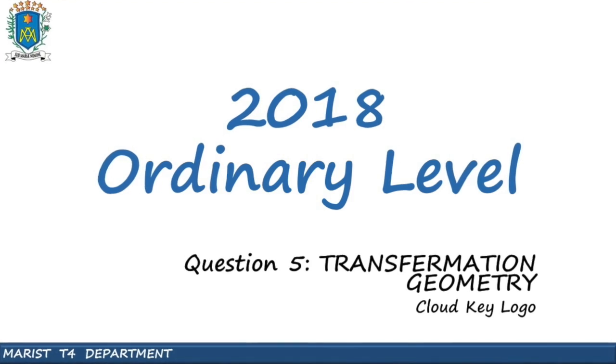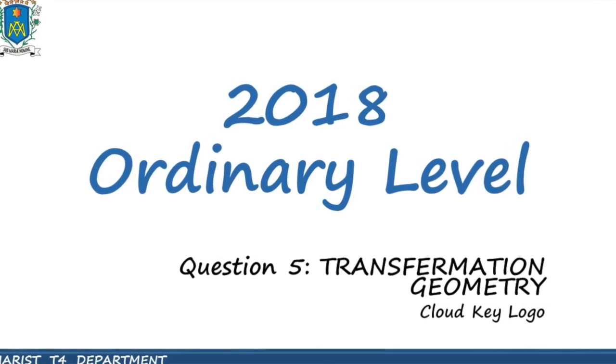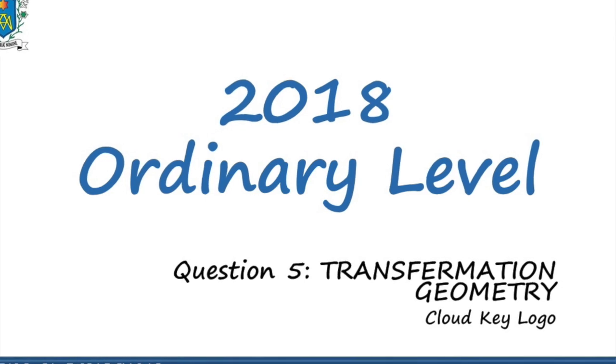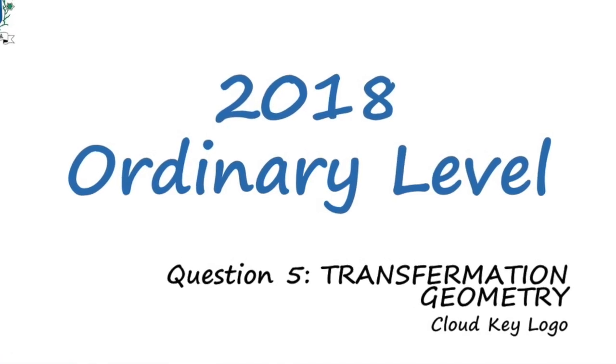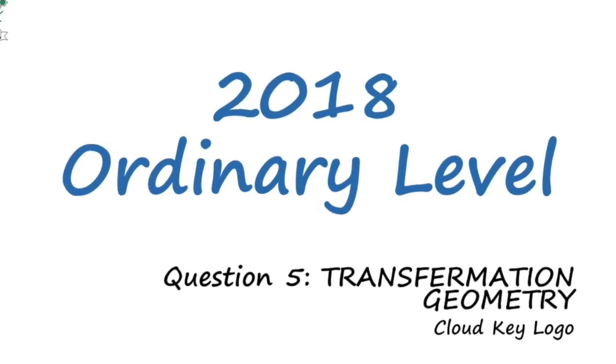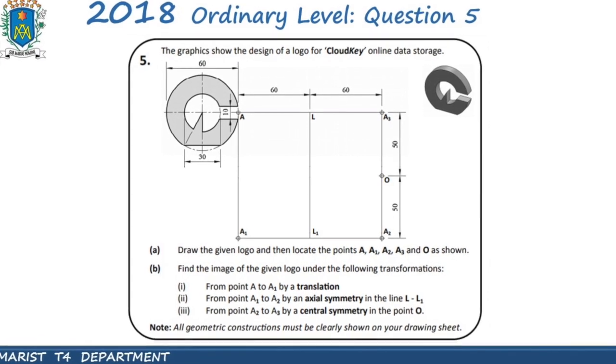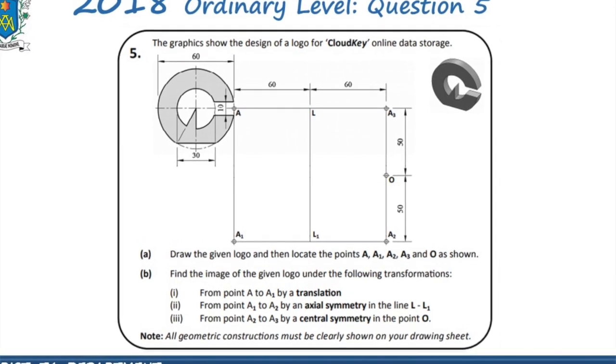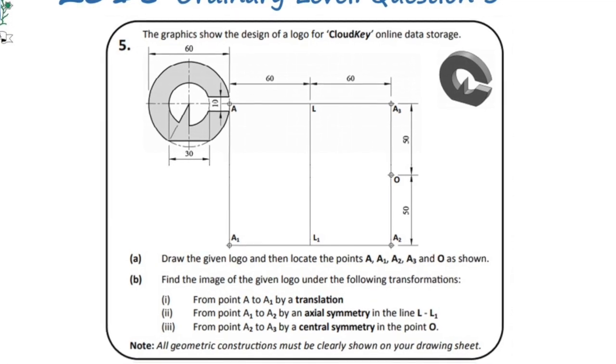Hi all, in this video we're going to look at the Technical Graphics Ordinary Level 2018 question 5. This is the transformation geometry question and it is based on the CloudKey logo for the online data storage company. So let's get started.